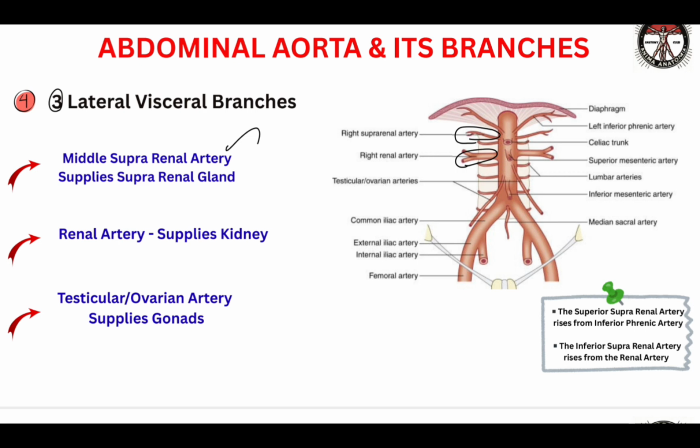The third one is the testicular or ovarian artery. In males, it is the testicular artery. In females, it is the ovarian artery. In common, it is called the gonadal artery, so it supplies the gonads. As I told, it is three, but there are five branches.